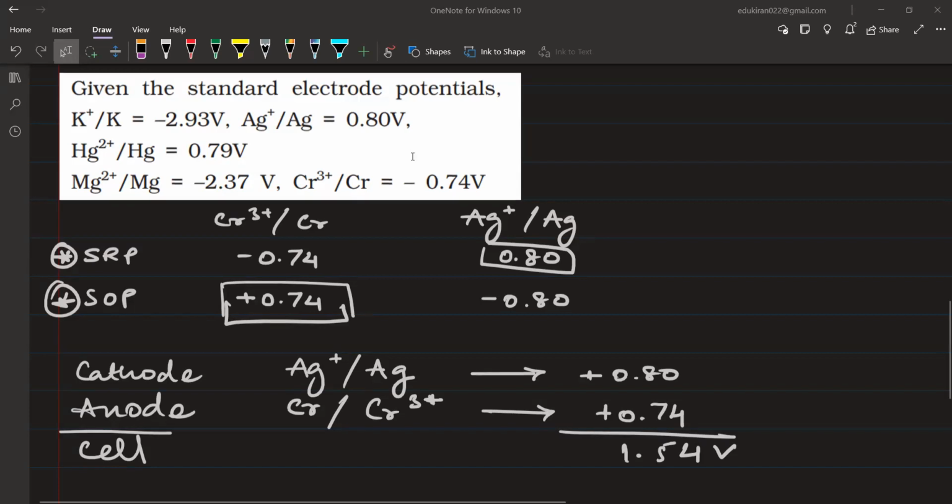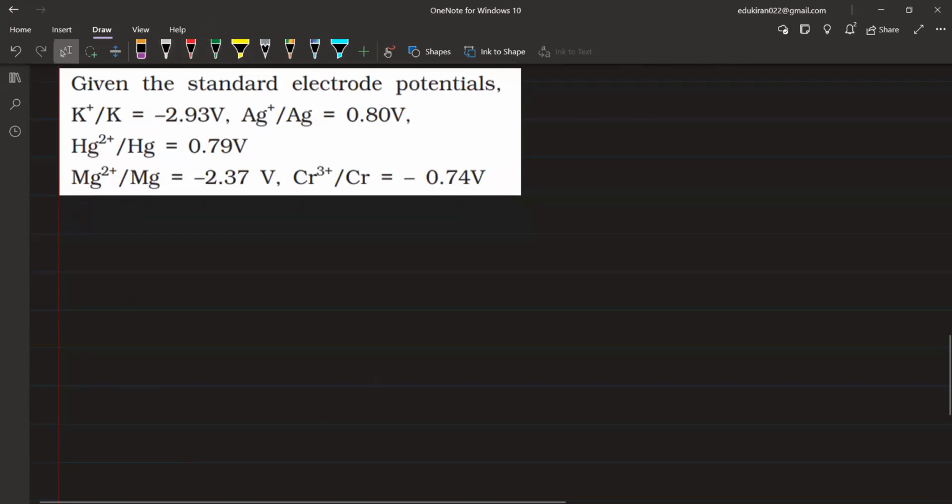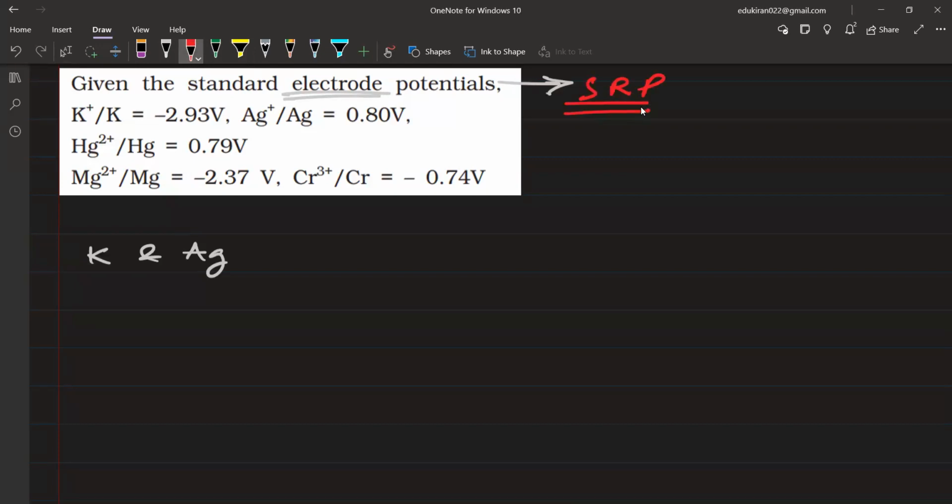Those who did not understand, please try to answer this one. I'm taking two elements, potassium and Ag. Now look at the standard electrode potential. What is given to you? Standard electrode potential means SRP or SOP, oxidation potential or reduction potential? Very good, standard reduction potential has been given. Now looking at these two, which has the higher SRP, potassium or Ag? Ag. Higher SRP is for Ag.